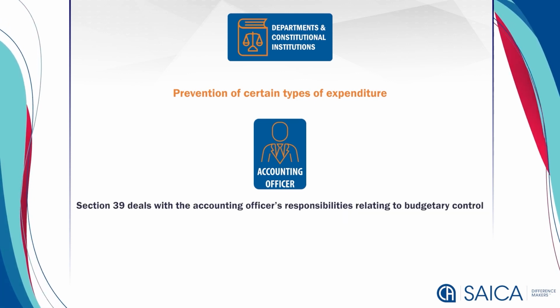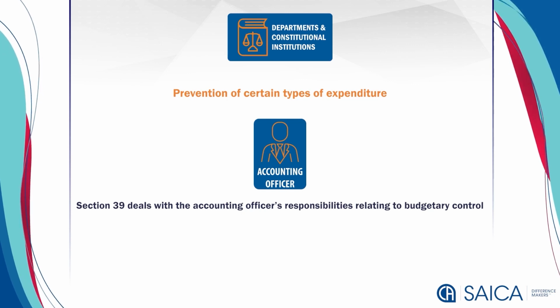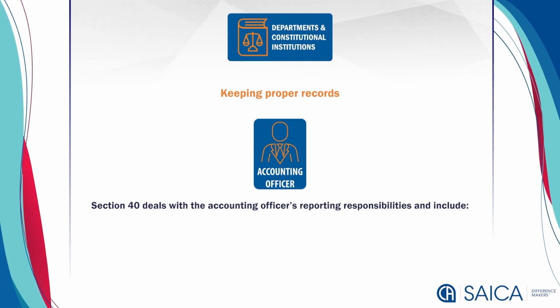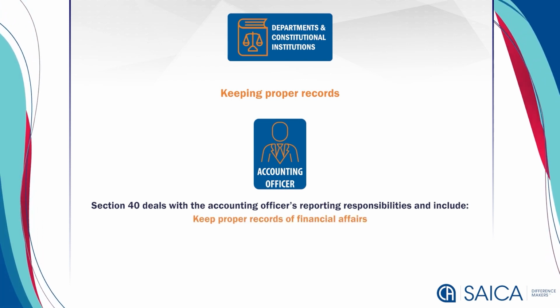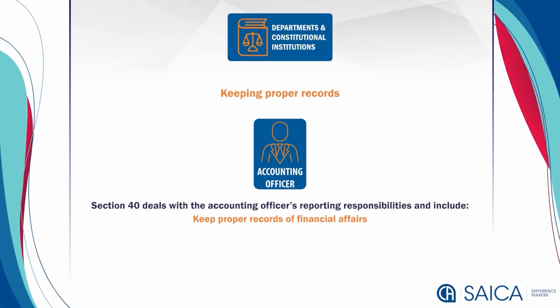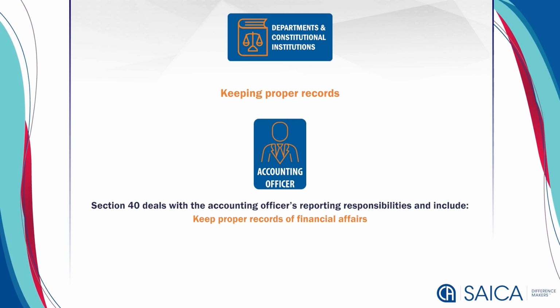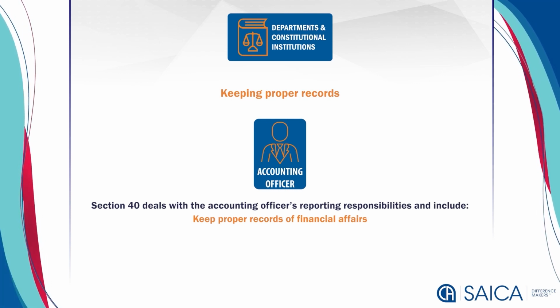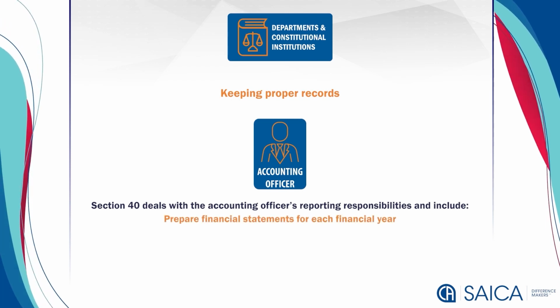Section 39 deals with accounting officers' responsibilities relating to budgetary control. Section 40 deals with the accounting officer's reporting responsibilities and includes a responsibility to keep full and proper records of the financial affairs of the department, trading entity, or constitutional institution in accordance with any prescribed norms and standards. A responsibility to prepare financial statements for each financial year.